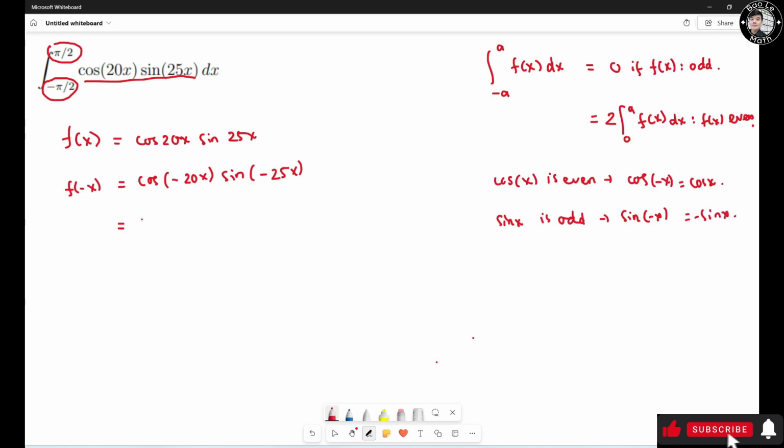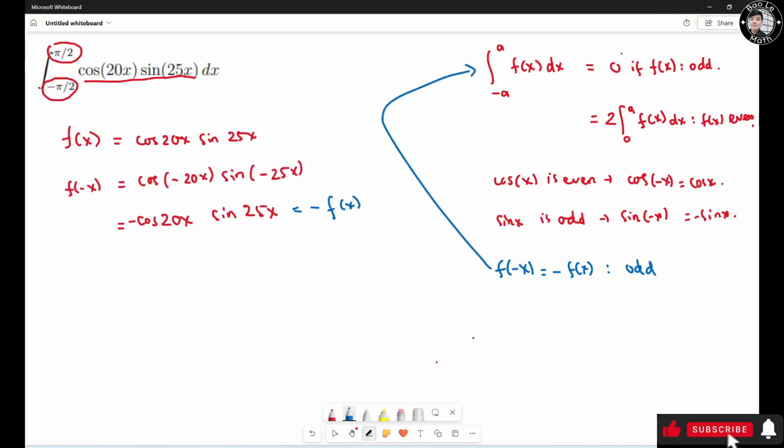So this turns out to be cosine of 20s because the cosine function is even. This becomes negative sine of 25s, right? So I put the negative sign in front, right? Now, this is the same thing as negative f of s, right? So, since f of negative s equals negative f of s, the function f of s is odd, right? So if f of s is odd, we're going to apply the formula right here. It's going to be 0, right? So this integral equals 0, right?